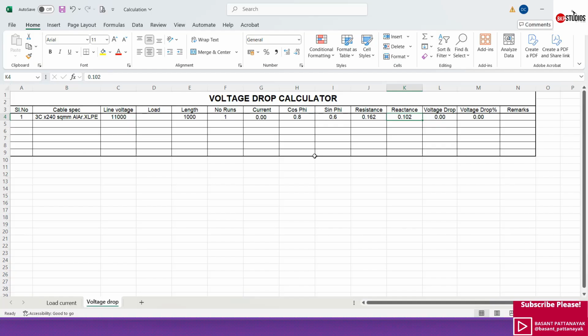This will be more than 0.8 for sure. For the transmission lines or for the distribution network, this will be around 0.95 to 0.97. But I am considering 0.8 only for the calculation purpose. So sin phi will come automatically. Just we have to enter the load, 1000 kilowatt. Then we will get the voltage drop. Voltage drop is 21.71 volts or 0.20%, which is within the allowable limit. So we can go ahead with our cable size.